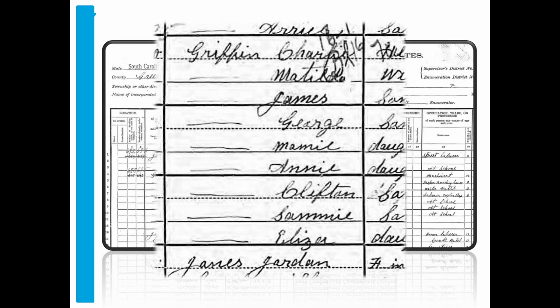This is a little bit of a close-up of the Griffin family: Charles, Matilda, James, George, Mamie, Annie, Clifton, Sammy, and Eliza. So all of those children from James down to Eliza. What's great about this, and you can't hardly see it in here, is that James Jordan is the father-in-law. So now we know that Matilda's father is James Jordan. The relationships are always to the head of the household. I'm pointing to the computer, but it's not like you guys could see it.